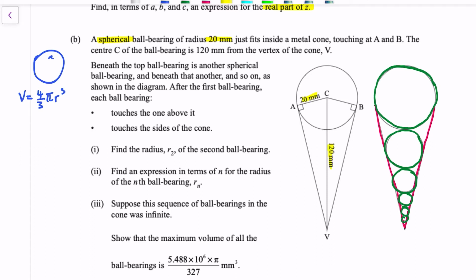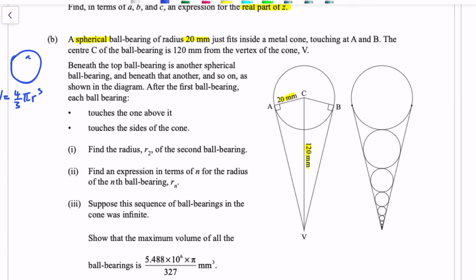Beneath the top ball bearing is another spherical ball bearing, and beneath that another, and so on, as shown in the diagram. After the first ball bearing, each ball bearing touches the one above it and just touches the sides of the cone. So they're stacked in, squashed in. Okay. Find the radius R2 of the second ball bearing.